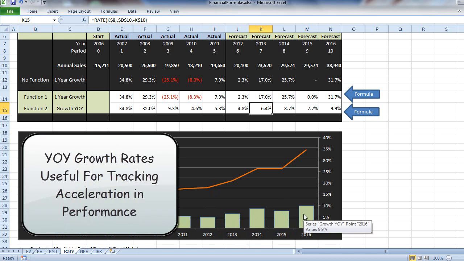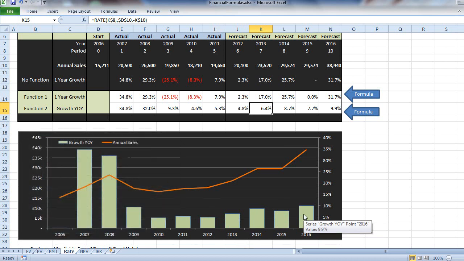So year-on-year growth rates can be a very good indicator for acceleration in sales and recovery. You might be asked to calculate these rates or need to calculate them yourself, but knowing the rate function in Excel will make this much easier.